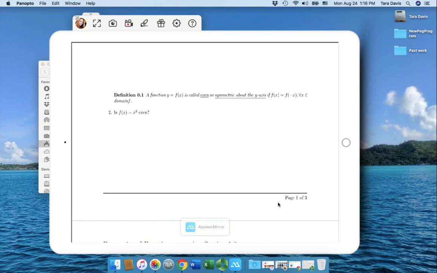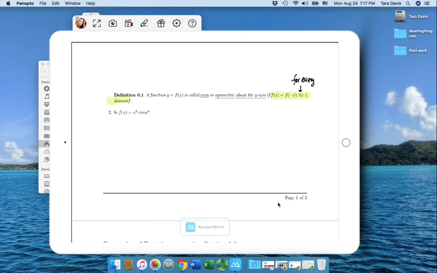So that's this definition right here. A function is called even if it's symmetrical about the y-axis. So algebraically, that means that f of x equals f of minus x for every x in the domain. If you're not familiar with it yet, this symbol right here, that upside down A looking thing, means for all or for every.